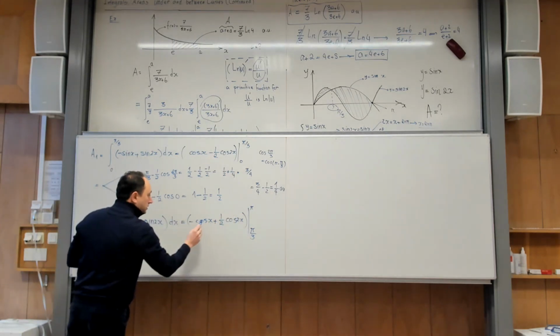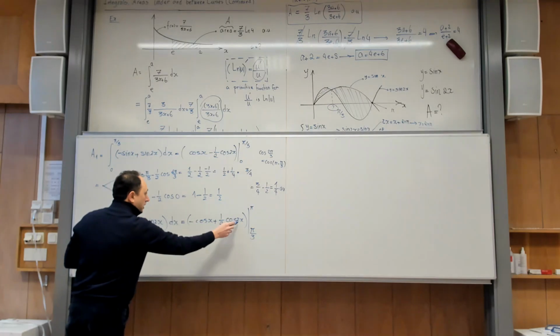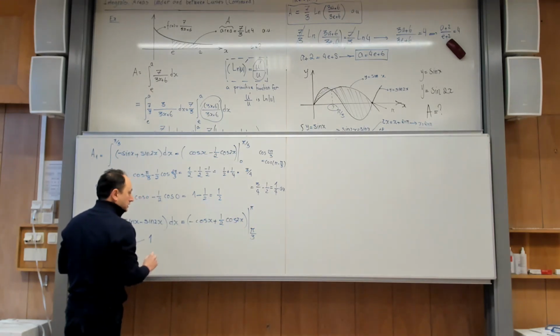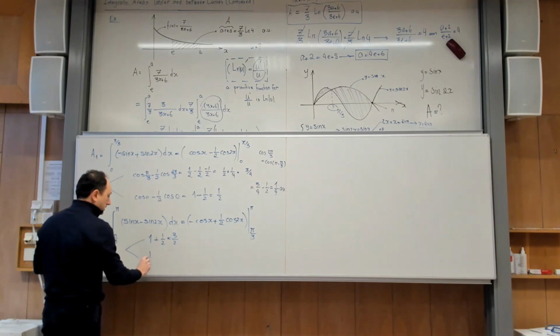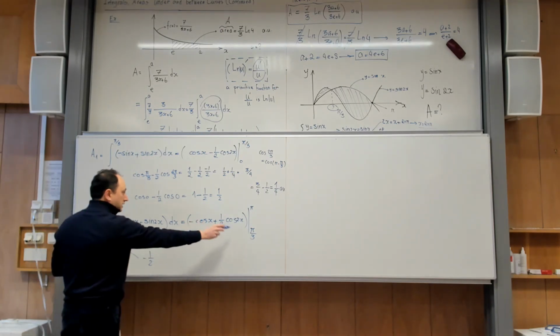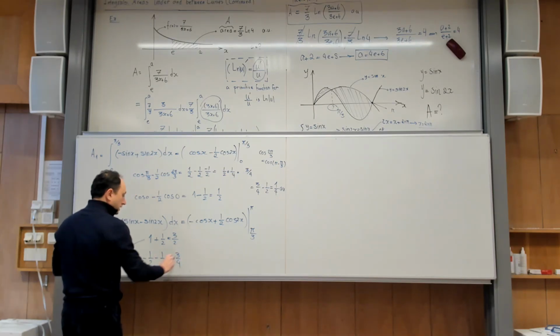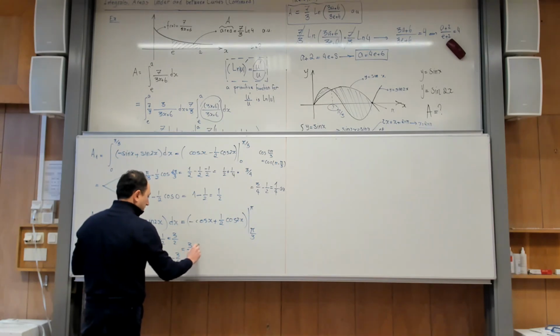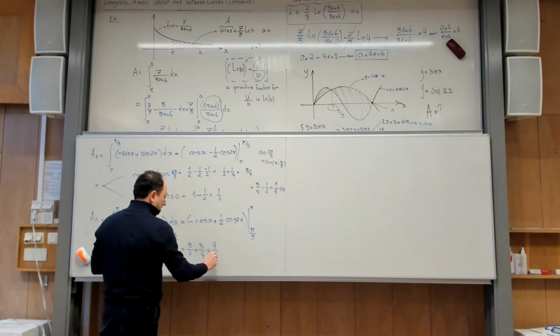So cosine pi is negative 1, so it becomes positive 1. I put pi here, cosine 2 pi is 1, so it becomes 1 over 2. So it becomes 3 over 2. And then I put pi over 3 here. It becomes negative 1 over 2. And then if I put it here, negative 1 over 2 times 1 over 2 is 1 over 4. So it is minus 3 over 4. And then I go back to horizontal. So this becomes 9 over 4.